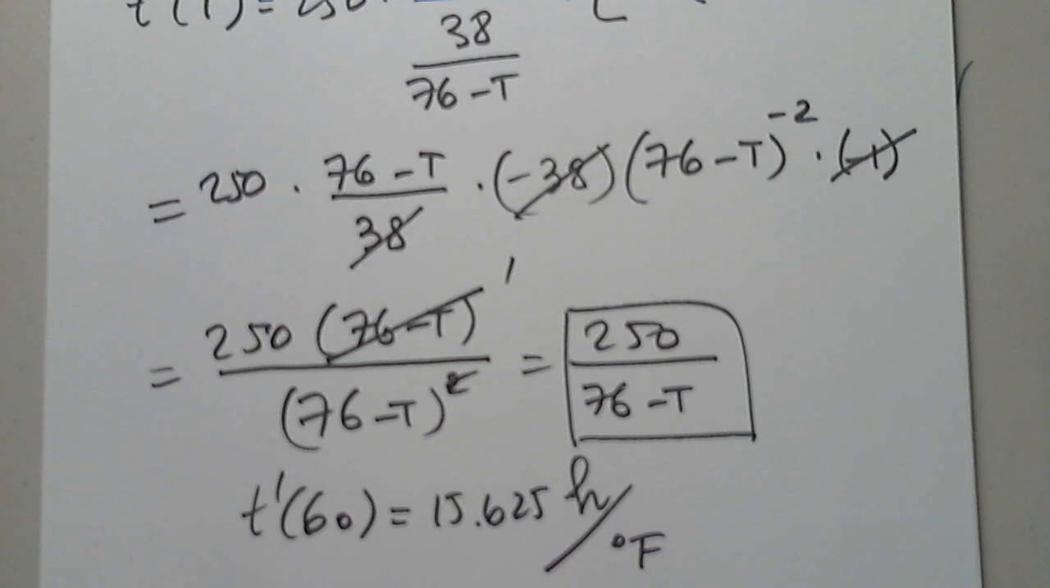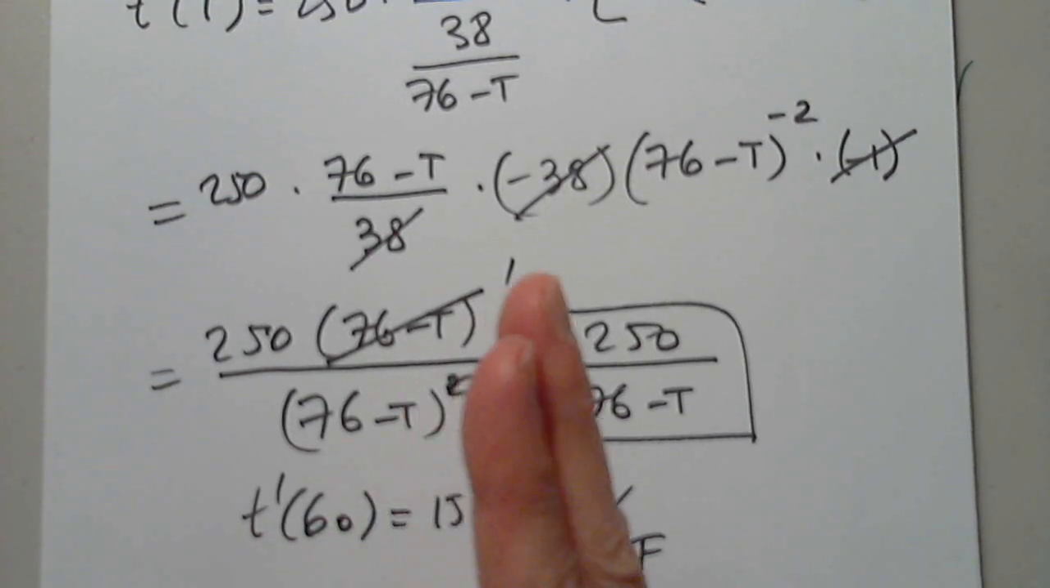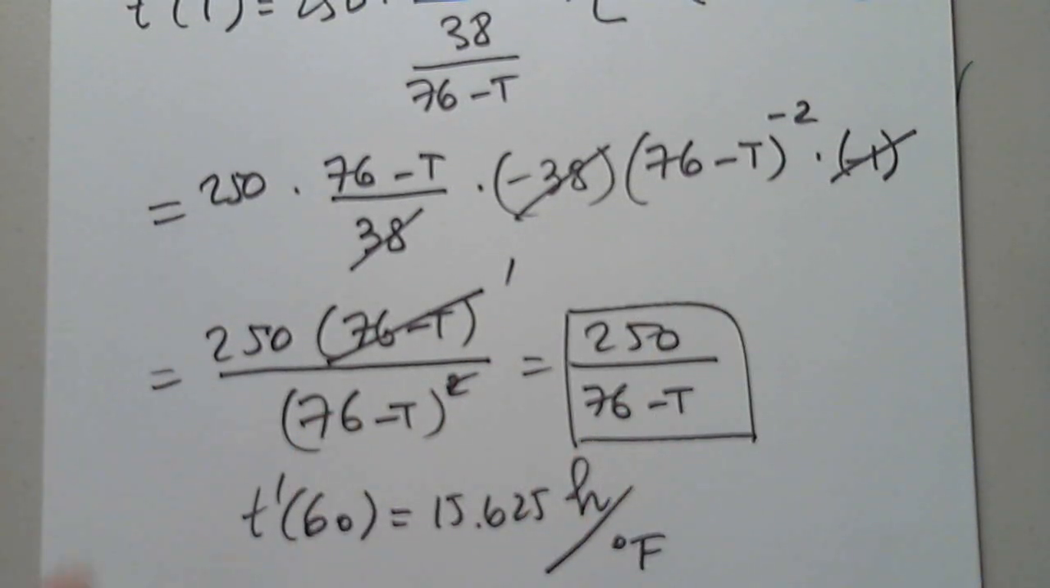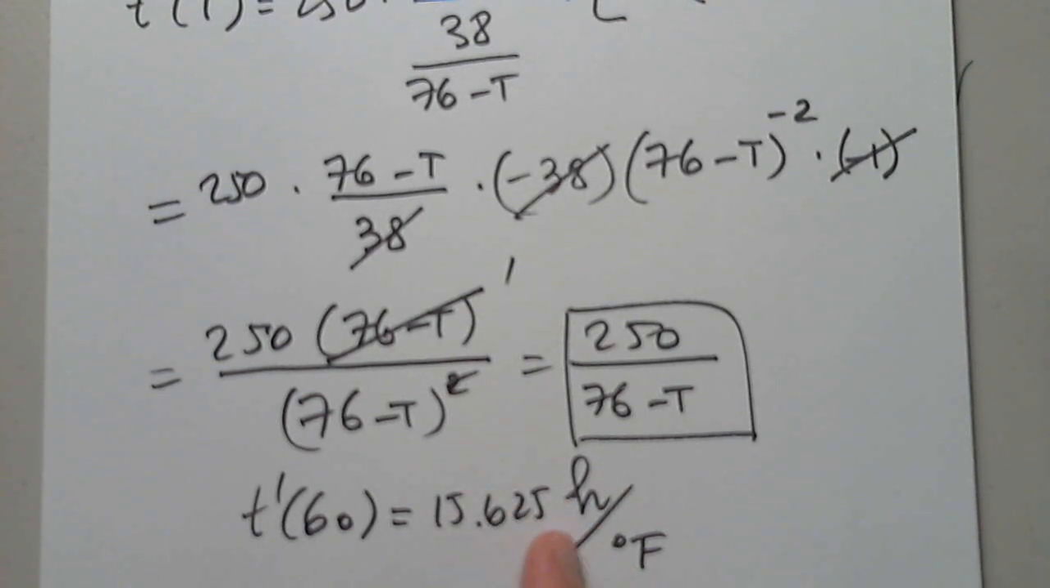So what does this mean? It means that when the temperature is 60 degrees Fahrenheit, the rate of change of time is positive, so it's increasing. The function t is increasing because t prime is positive. It's increasing by 15.625 hours per degree. For each degree Fahrenheit, the hour goes up by 15.625.